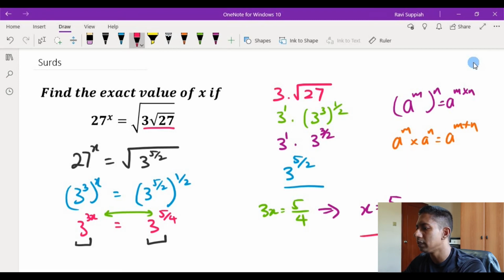So that is the final answer here for this indices question. I hope that this question has given you a good idea of how to apply the indices rules step by step to solve such questions.